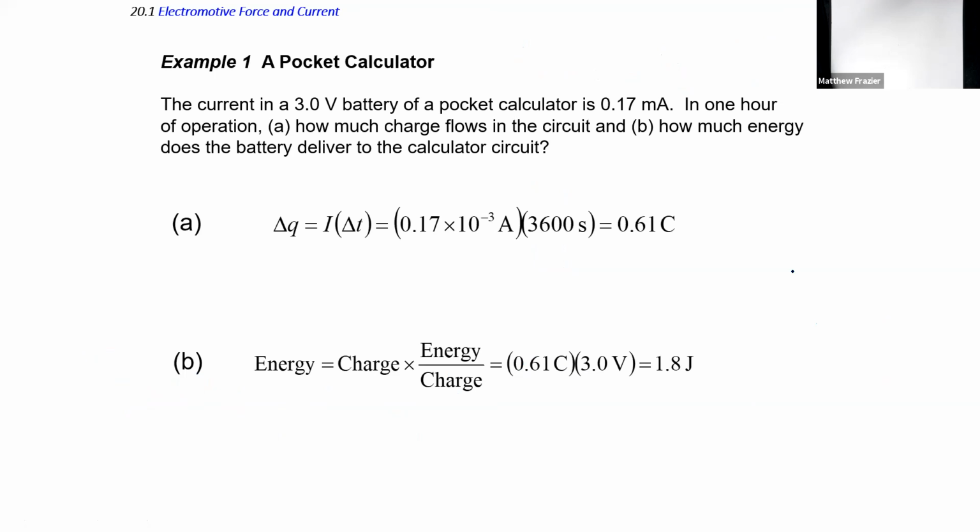And so what we get is, over an hour, the energy used will be about a couple of joules for a 3-volt battery and a 0.17 milliamps. This is not too bad. That makes some sense. You don't expect a pocket calculator to use a lot of energy like an explosion or a car engine or something. It uses not that much. So that makes sense.